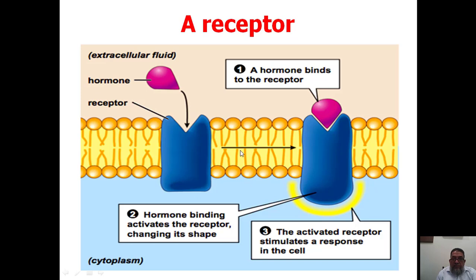Hormone binding, then changing of the shape of the receptor to give the signal to the second messenger to activate the receptor and stimulate a response in the cell. So this is the mechanism of how the receptor and protein interaction takes place.